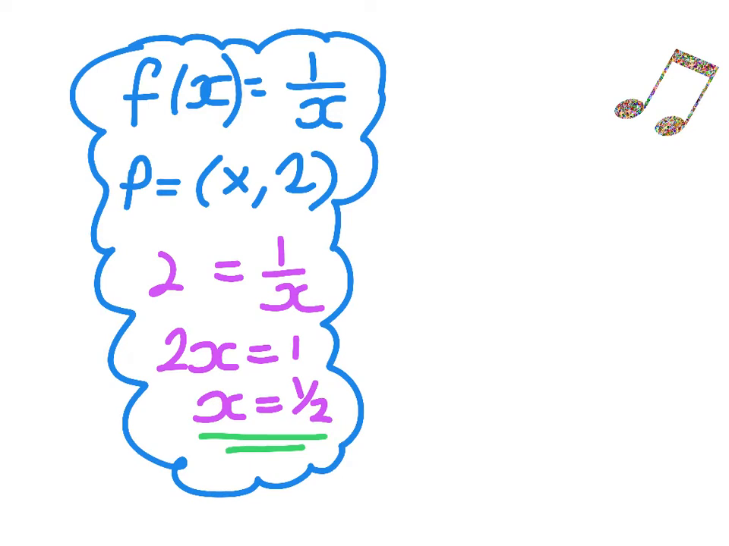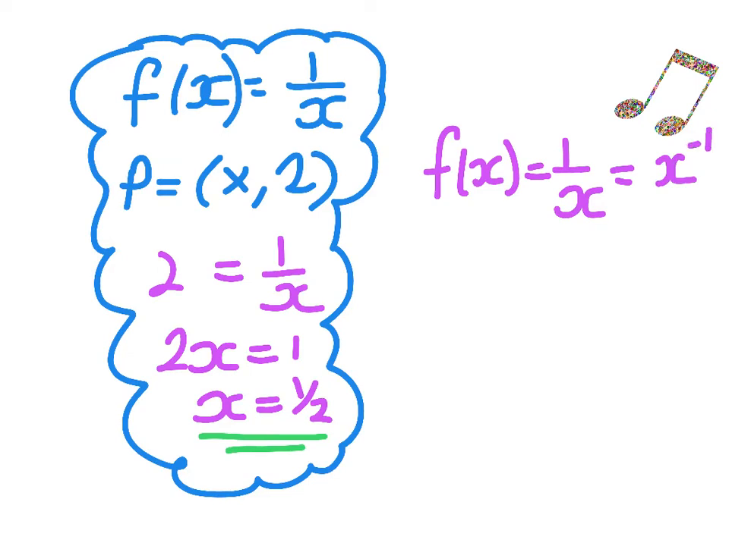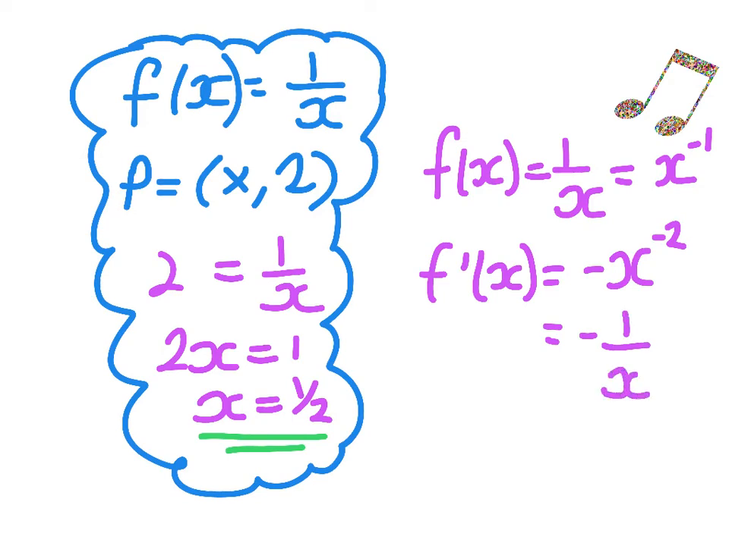Next thing I'm going to do is I'm going to calculate the gradient, and I'm going to do that by differentiating the curve. So we're given that f of x is equal to 1 over x. I can't differentiate it in that form, so I'm using my index rules to say that's the same as x to the power of minus 1. I'm going to differentiate by multiplying by the power and reducing the power by 1. So negative x to the power of negative 2. I'm going to rearrange it using my index rules so that I can substitute into it. So it's the same as negative 1 over x squared.